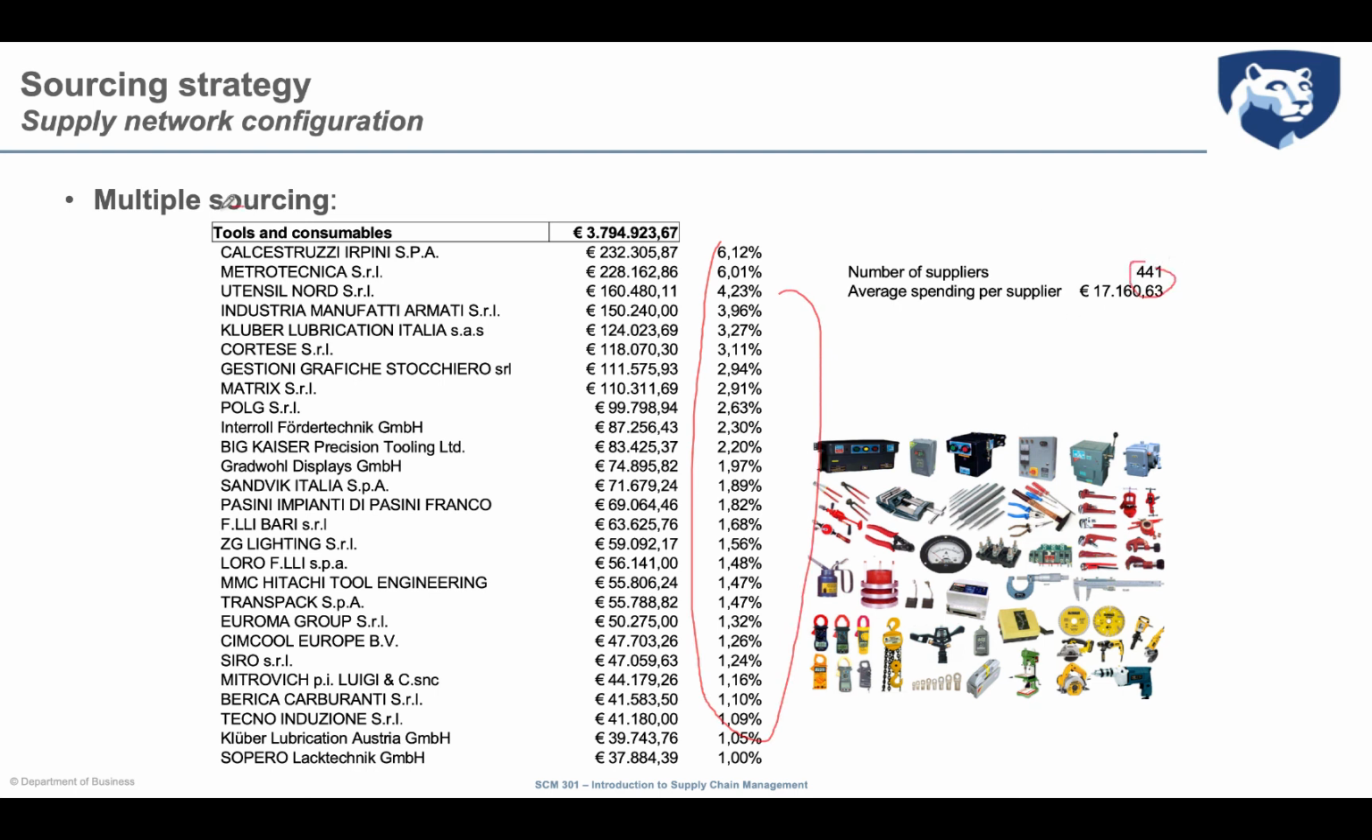You see, 441 suppliers for tools and consumables, which are what we call MRO, maintenance, repair, and operation, and with a pattern in spending that is not recognizable. You see 6, 6, 4, 3, 3, 2, 2, 2, 2, 1, 1.4. So it means that here I just address several suppliers, and every time I give the contract to the supplier who is making me the best economic offer.